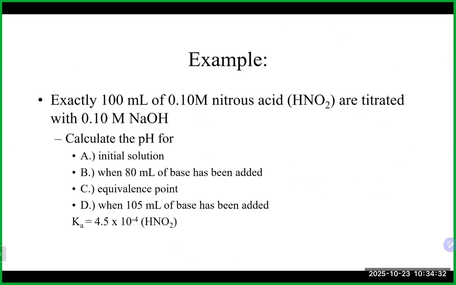All right. So for the next several minutes, why don't you work through this problem and then we'll start going over some parts of it in a bit. There are 4 different parts here where we're looking for the pH in this titration. If we took 100 milliliters of 0.1 molar nitrous acid and titrated it with sodium hydroxide, we're looking for the pH before we start the titration, the pH after we add 80 milliliters, and the pH at the equivalence point.